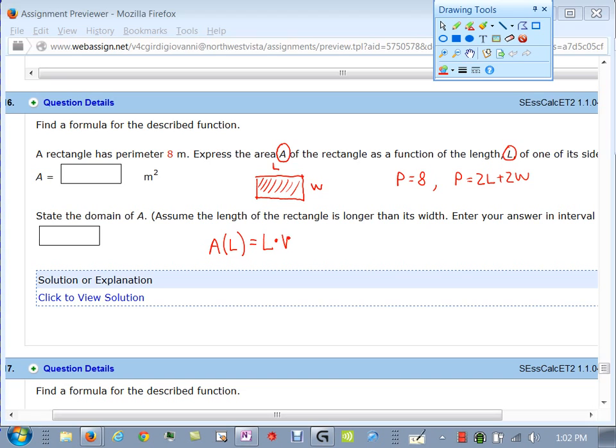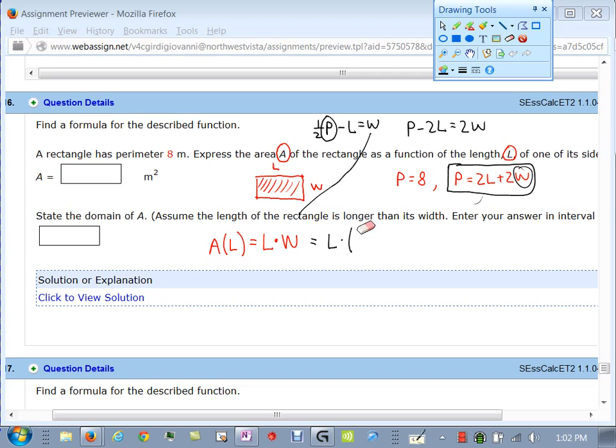Length times width. Right now, in order to know what the area is, I need a length and I need a width. However, using this equation up here, I can solve this equation for W by moving the 2L to the other side, getting P minus 2L equals 2W, and then dividing both sides by 2, getting 1/2 P minus L equals W. So I know what W is in terms of L, and I can take that answer and I can plug it in right here. So I know that the area is length times W, but W is 1/2 P, but what was P? P they told us was 8, wasn't it?